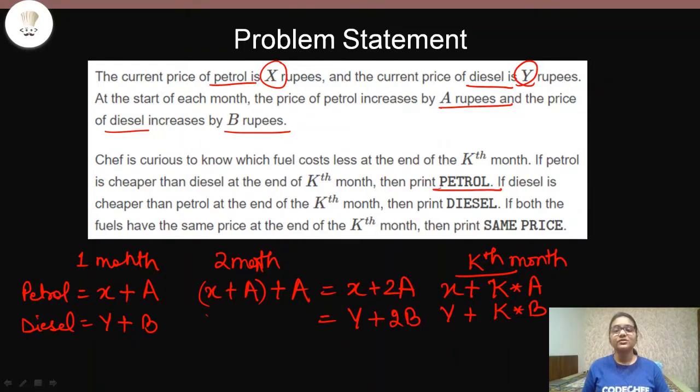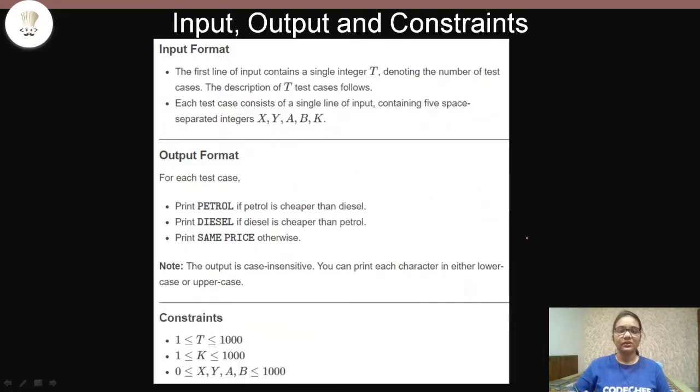If the final price of diesel is lesser than petrol, then we'll have to print diesel. And if they are both the same price, then we will print same price. So guys, that's it. That's the problem statement, and you're going to use some if conditions to solve the problem. I don't think that there are any other errors that you can make in this problem, because it's pretty simple. Now we can also see the input, output and constraints.